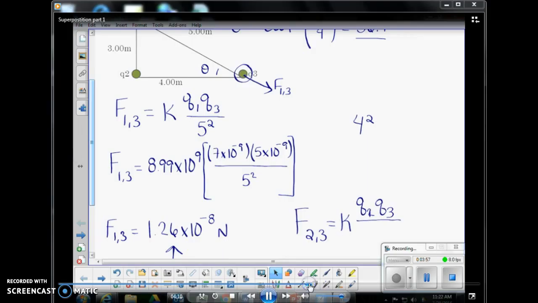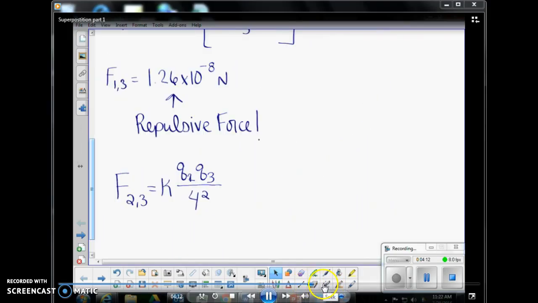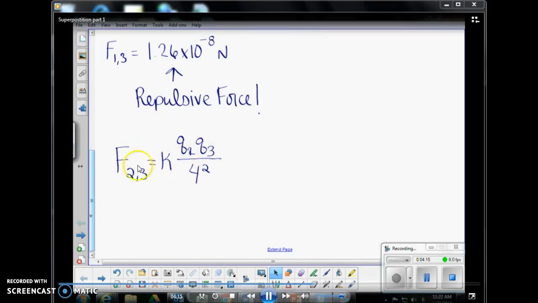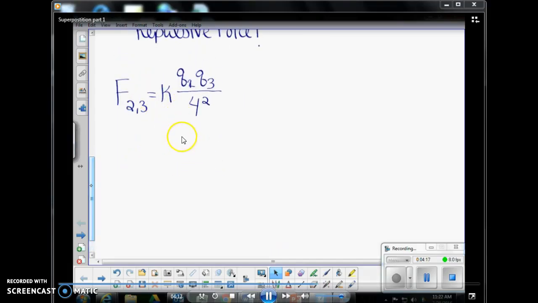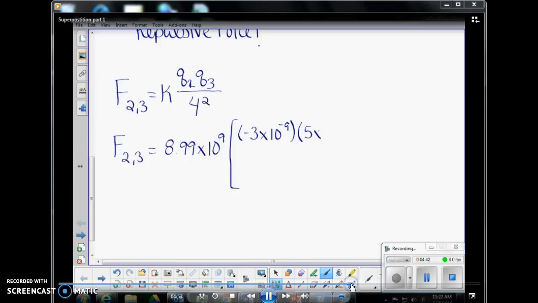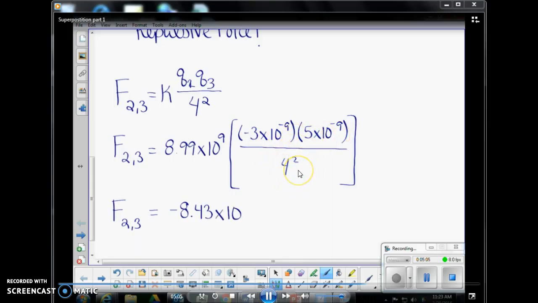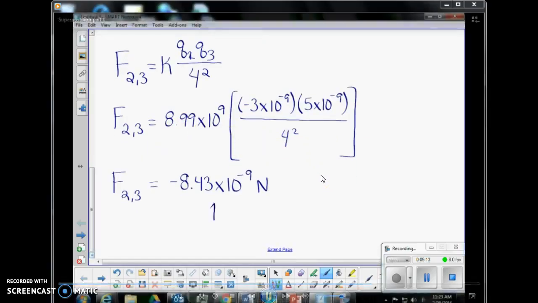Fast forward a little bit more. So then I'm going to calculate the force between Q2 and Q3. All right, plug those in. All right, so I've got 8.99 times 10 to the 9 times negative 3 times 10 to the negative 9 times 5 times 10 to the negative 9, all divided by 4 squared. Plug that in your calculator. Make sure that you put everything in correct scientific notation. You should get negative 8.43.